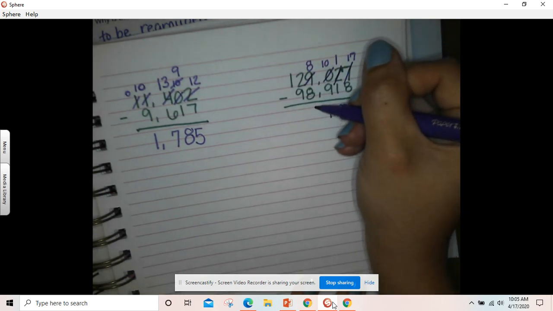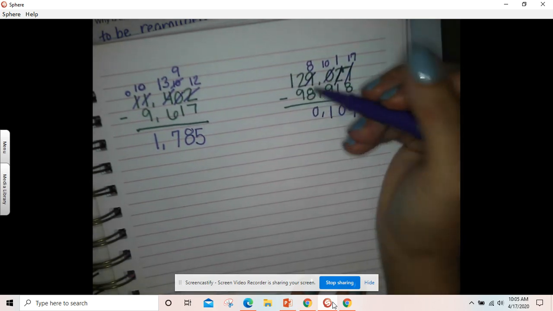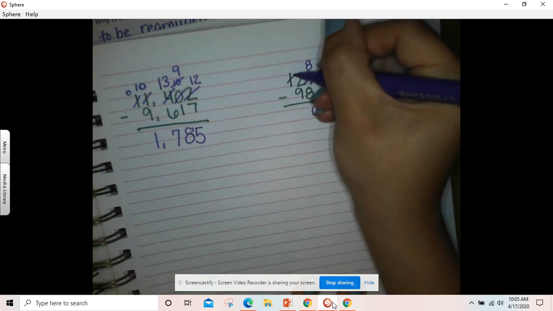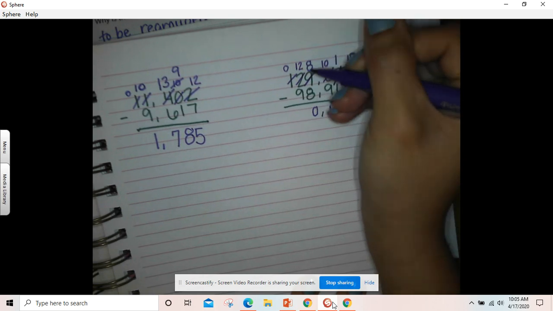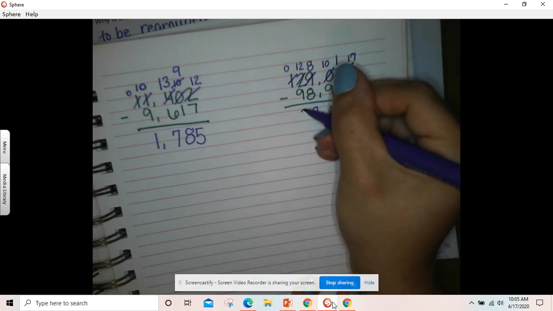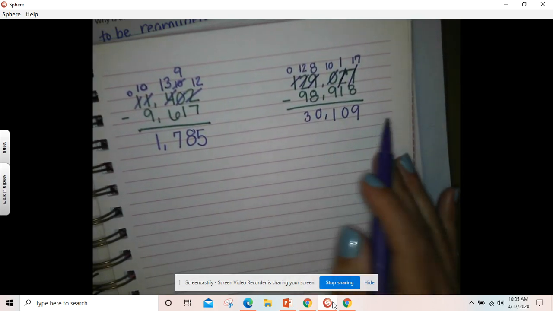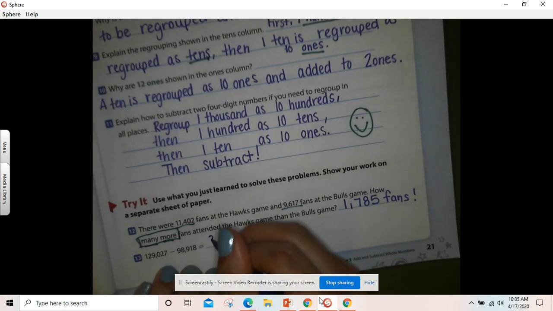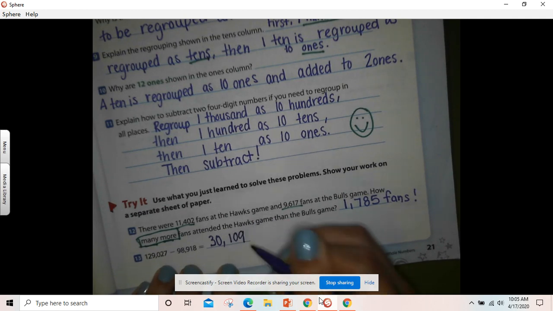8 minus 8 is 0. And I cannot take my 9 from my 2, so I could borrow. 1 will become a 0, and that 2 will become a 12. 12 minus 9 is 3. So I have 30,109 as the answer to number 13.